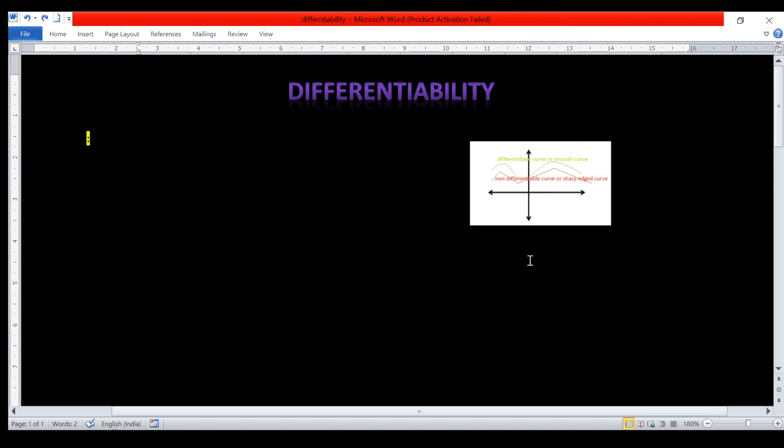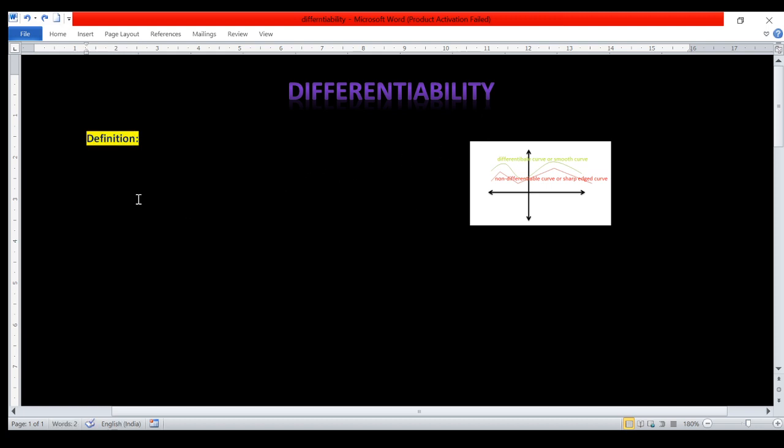So we know we can't draw the graph of all equations. So better we learn the theory of how to identify, by equations, whether the graph of that equation will have a smooth curve or a non-smooth or sharp-edged curve.